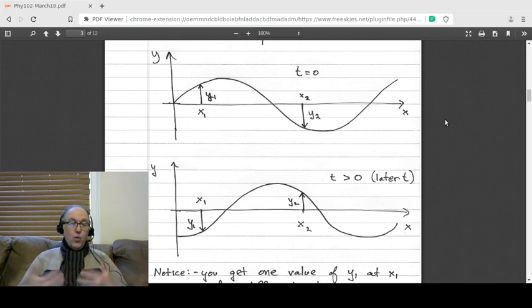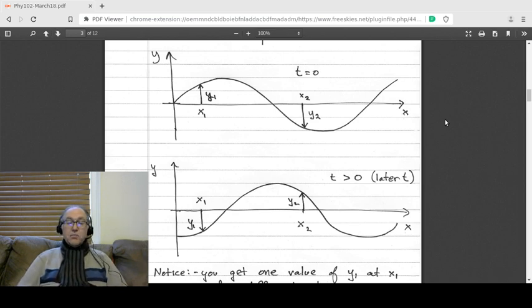And you can see that the wave has moved a bit. Now if you look at that oscillator at x1, its displacement y1 is different. This time it's negative. And what about that oscillator at x2? That one's different too. Before it was negative, now it's positive. y2 is positive in that diagram.